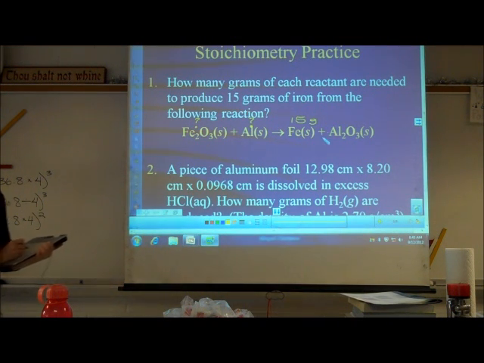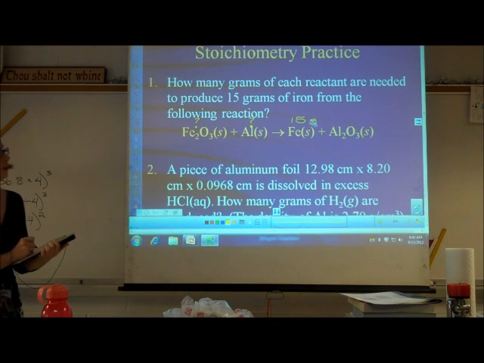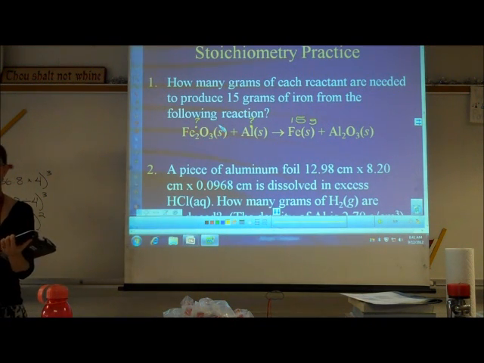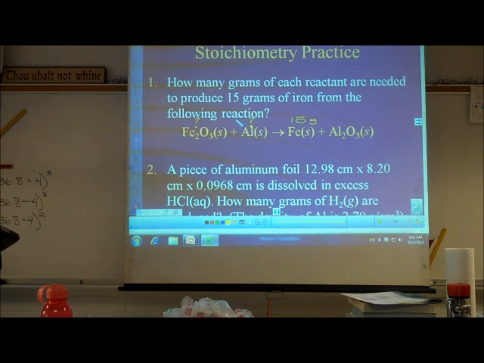Okay, so what I would suggest to you, because this is two problems in one, start by using the 15 grams of iron. That will lead to how many grams of iron oxide? That's one problem. Do a second stoichiometry conversion: 15 grams of iron will give you how many grams of aluminum? And folks, is this reaction balanced? Nope, you need to balance it.